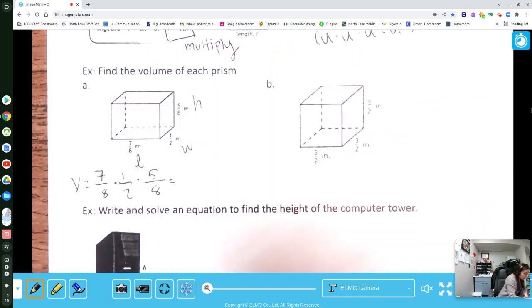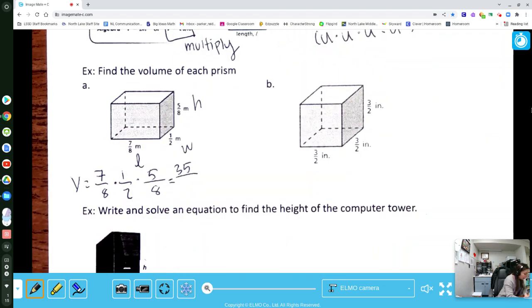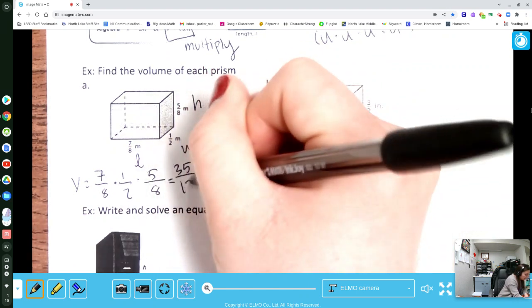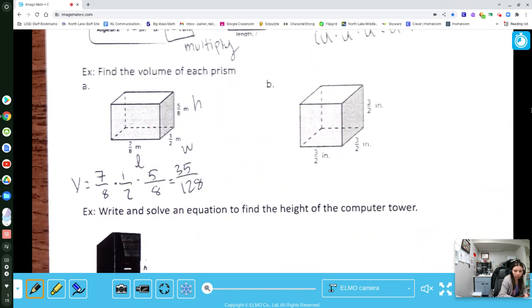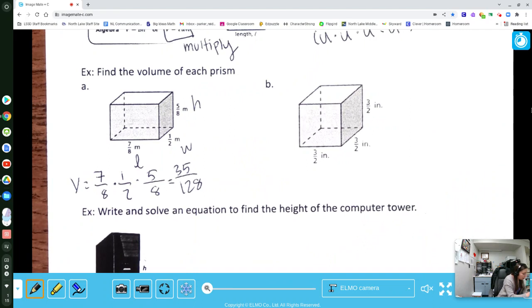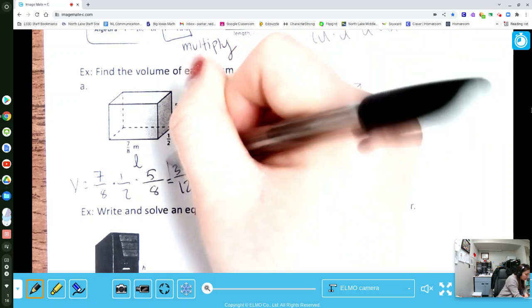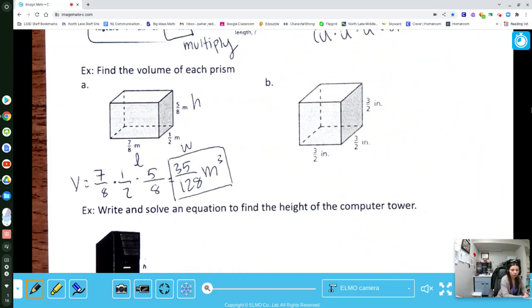7 times 1 is 7 times 5 is 35. 8 times 2 is 16 times 8 is 128. And you can use your calculator for those individual pieces for multiplying across the top and across the bottom. So we get 35 over 128. Again, we have to label it with our units, in this case meters, and remember it's volume, so it is cubed. 35 over 128 meters cubed.